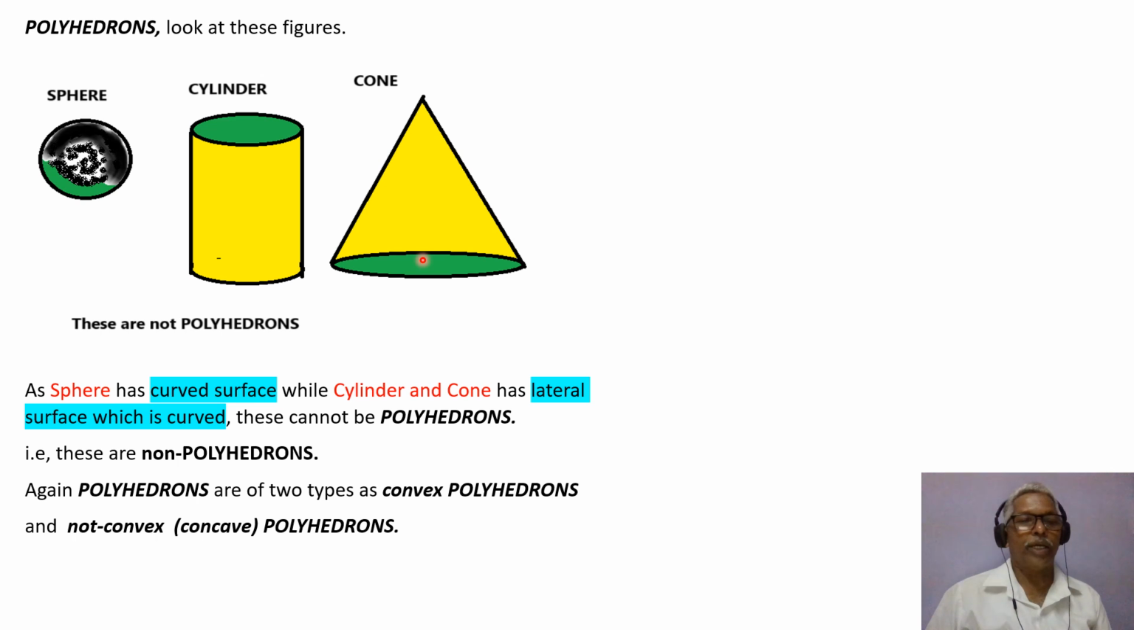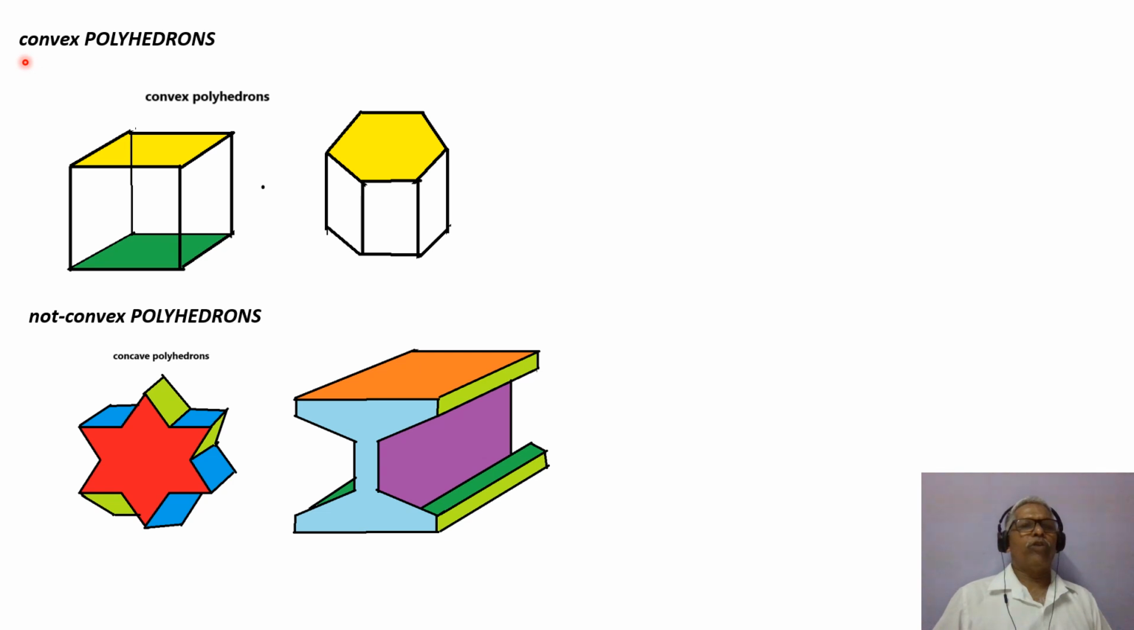Okay, so these are called non-polyhedrons. Now again, polyhedrons are of two types: convex polyhedrons and not convex polyhedrons. We will not call them concave. The nomenclature will be convex polyhedron and not convex polyhedron. Now this is a cube and this is some other structure. Both these are convex polyhedrons. Okay. Now, which are not convex polyhedrons?